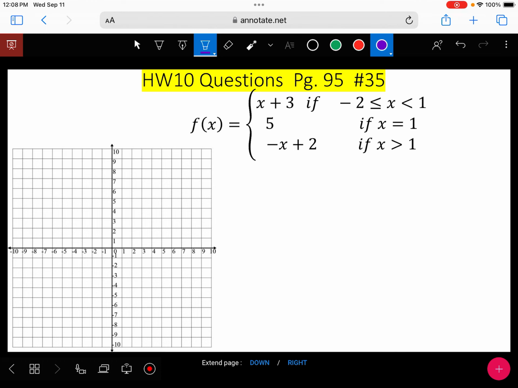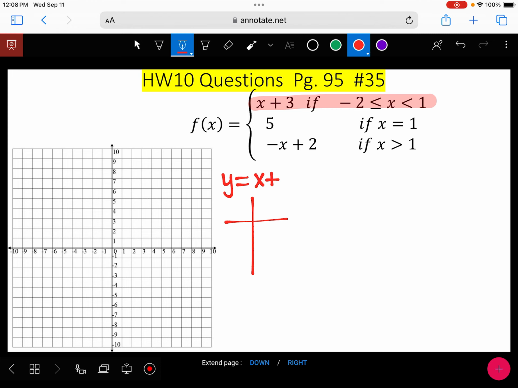This is a piecewise. We have to graph it. So I like to just start with the top one. Let's start with this one here. So for that one, if I were to make a table, it's y equals x plus 3. It's going to start at -2 and it ends at 1. So go ahead and type in those two numbers to get our values. So if you type in -2 and 1, what do you get for your y values?